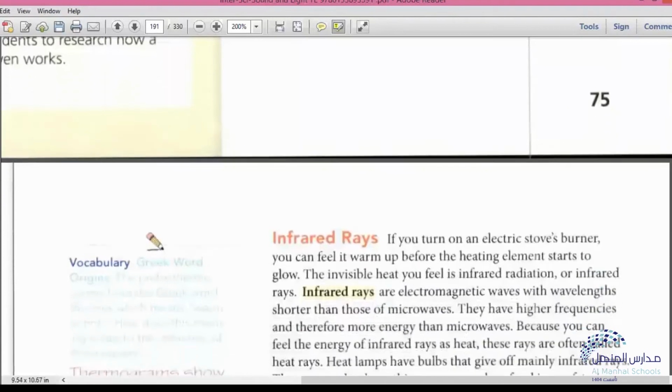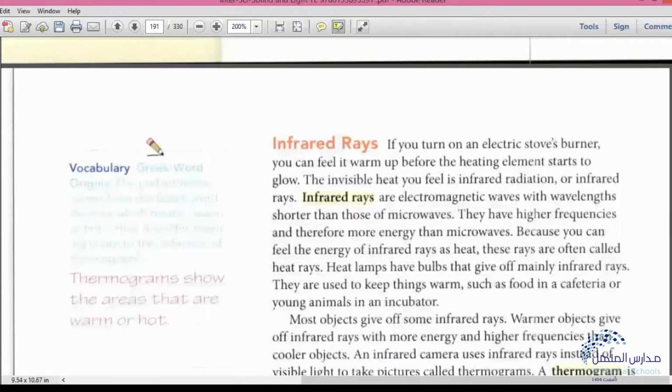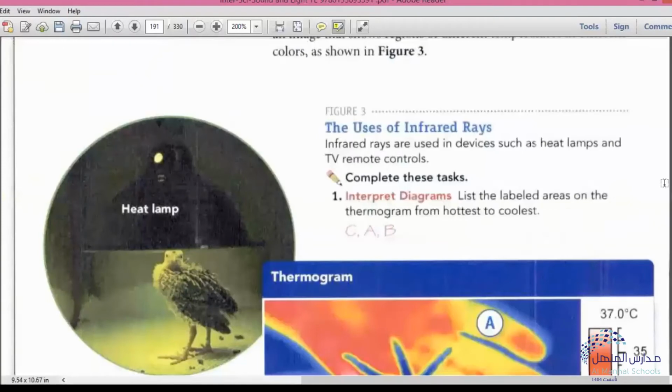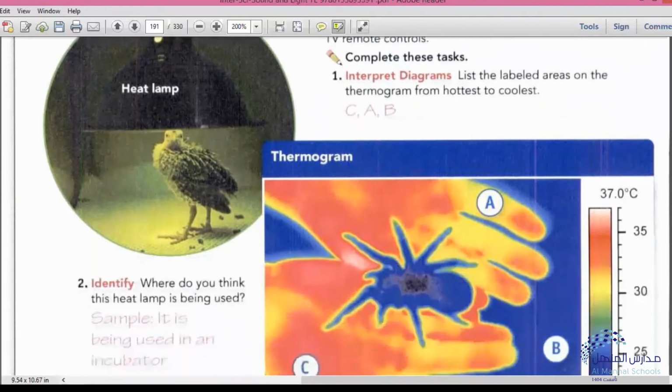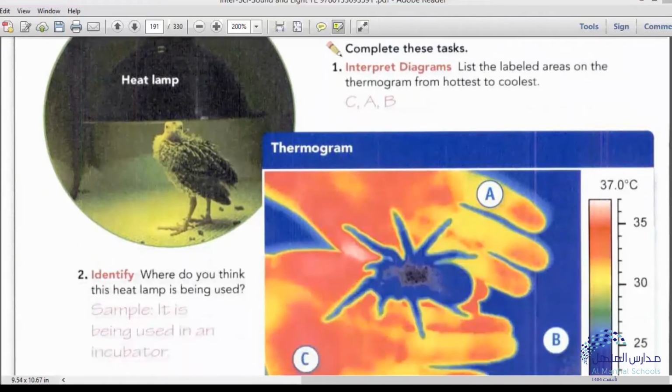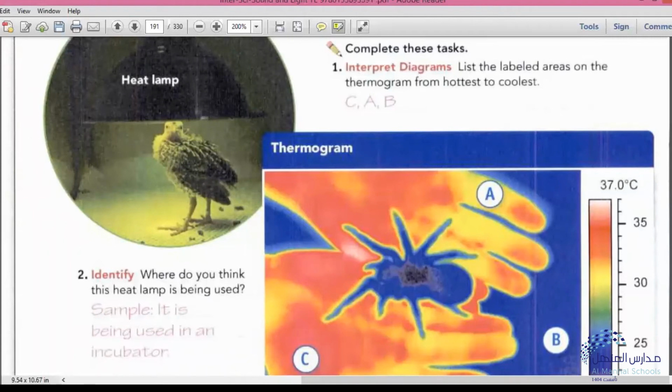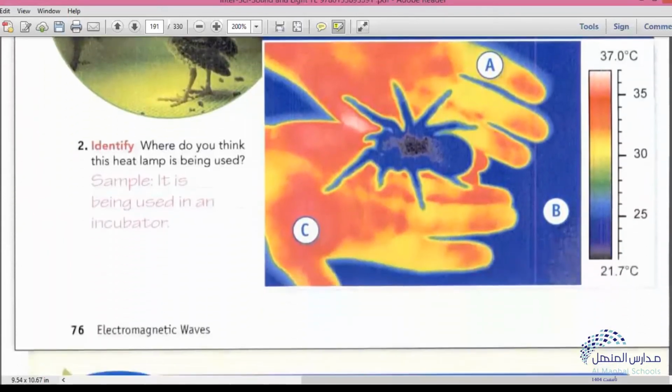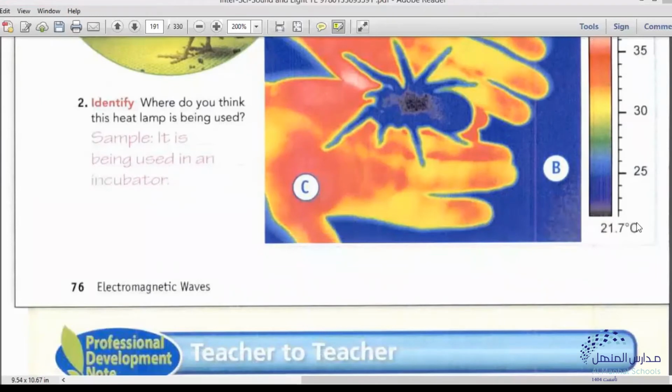Page 76 now. C, A, B: here you have an infrared rays picture, or thermogram. The blue B represents a blue area, so it's very cold. A is in the middle between them. But C is hot, appears red. So the right arrangement is C, hottest, followed by A, less heat, and B is the cold area. Moving to the next page.